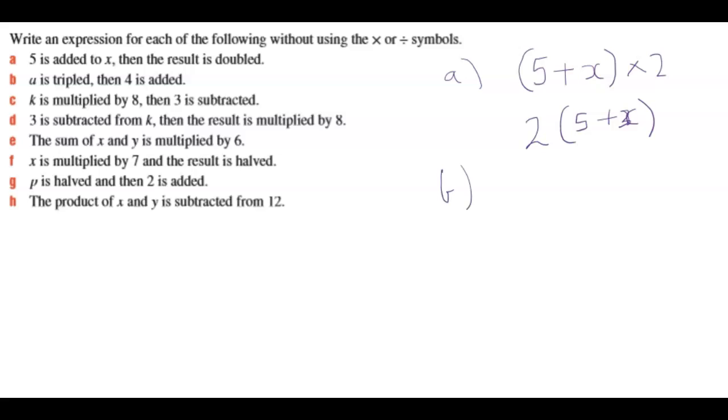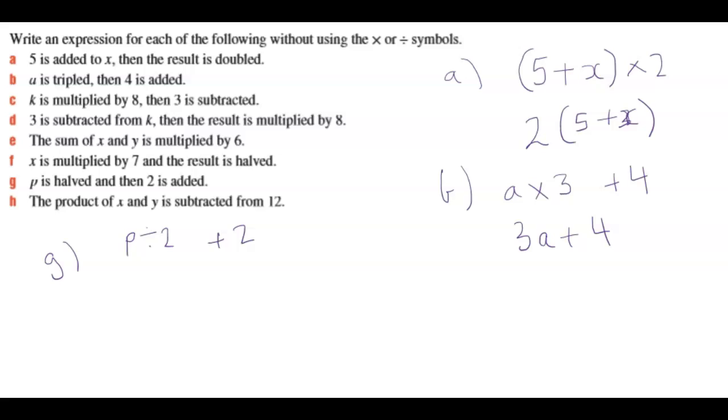So question B, a is tripled. When we're tripling something, it means we're multiplying it by 3. Then 4 is added. And as before, we put the coefficient in front. So it's going to be 3a plus 4. Let's maybe skip to G, as I can't do all of them. p is halved. If something is halved, it's the same as dividing it by 2. And then 2 is added. So I'm just doing G here. p is halved and then 2 is added.